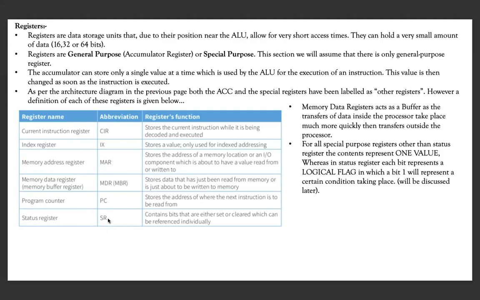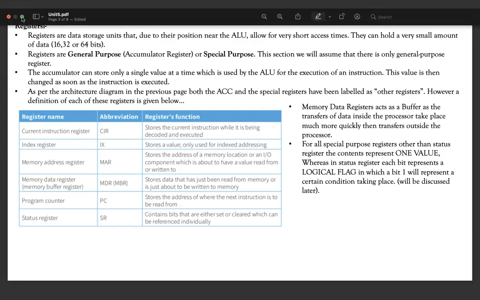Similarly, we've got the final register, which is known as the status register. The contents of the status register are neither data nor an address. They are flag bits. Specifically, we've got three flag bits that link to the overall status of the instructions. What the status register does exactly, we'll look at an example just to make that clear.